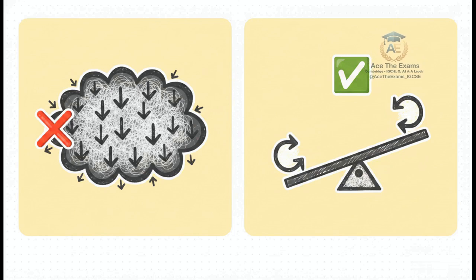When an A-star candidate makes a claim about a system in equilibrium, they state the point. The system is balanced. They provide evidence. The sum of clockwise moments equals the sum of anti-clockwise moments. They explain their calculation, and they link it back to the specific physical scenario presented.